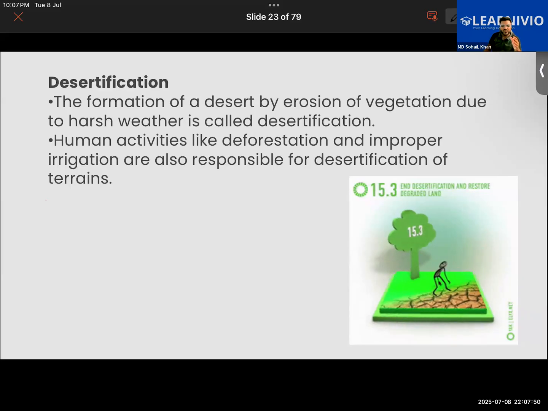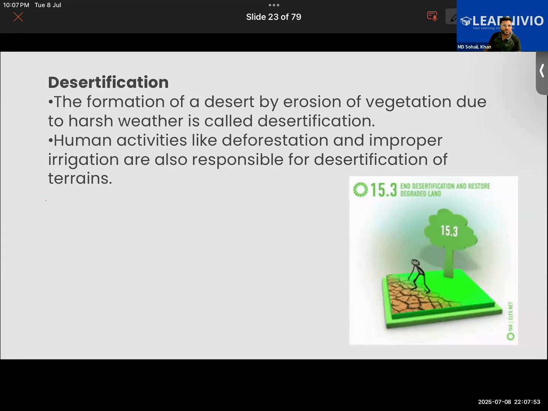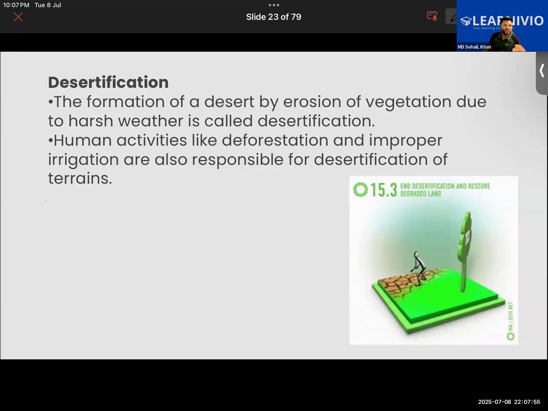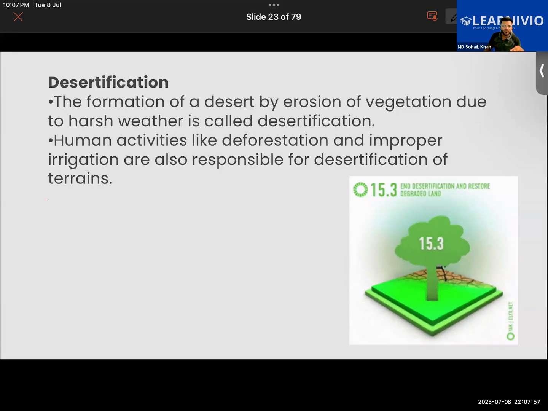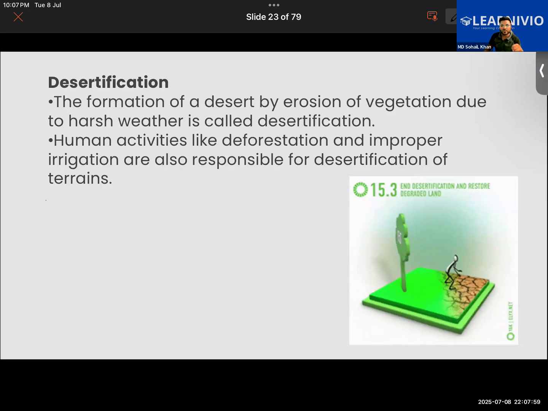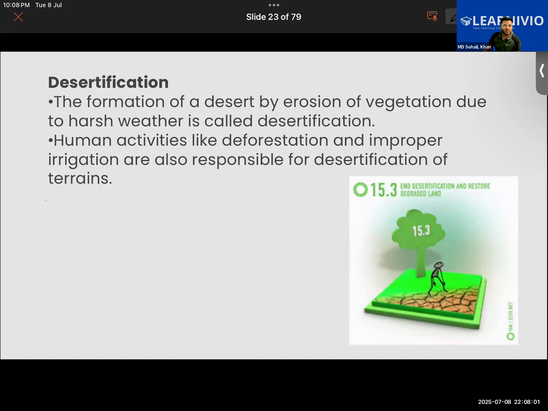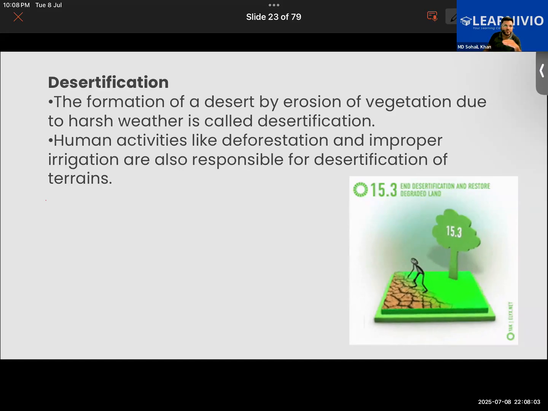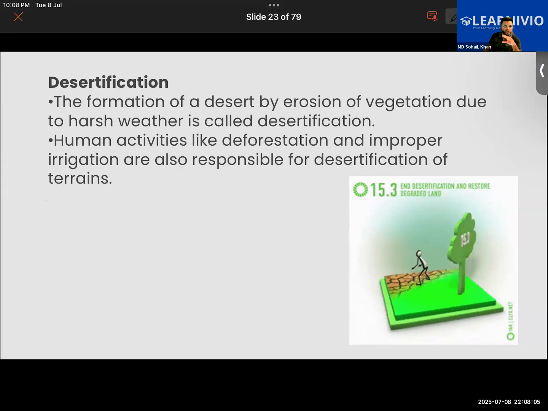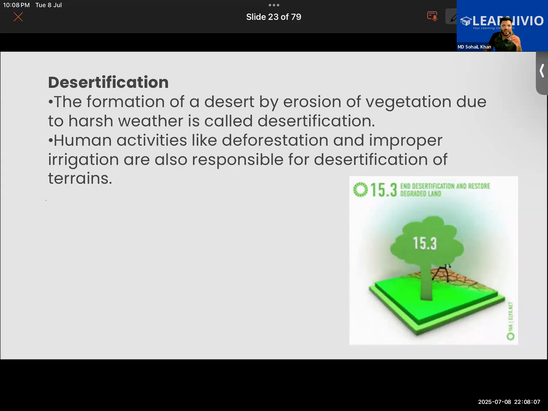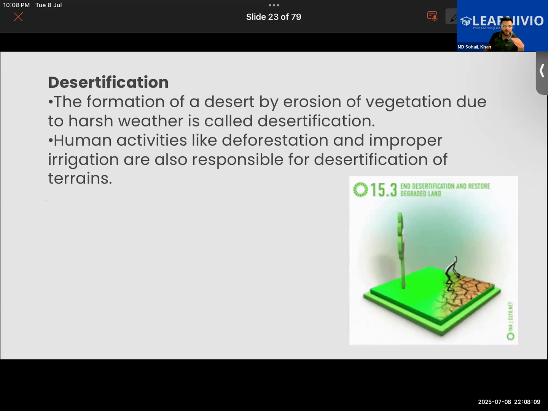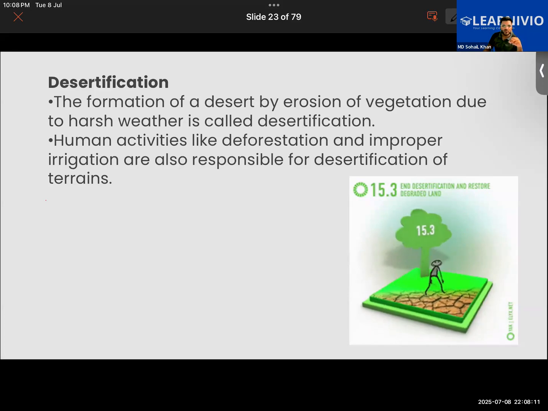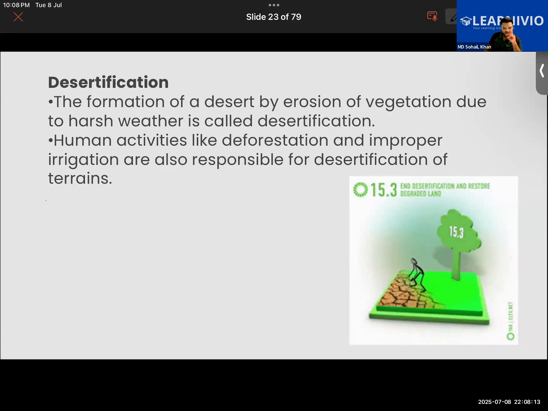Or it could be deserts, mountains. Even the land over which there is frozen ice, thick sheets of frozen ice, like Antarctica, that will also be included in land only. Getting it? So that's the thing.